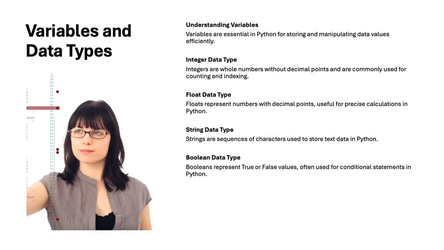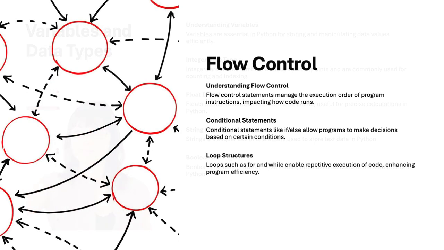In Python, variables are used to store data values. We'll explore the different data types available in Python, including integers, floats, strings, and booleans. Flow control statements are used to control the order and the flow of a program. We'll explore conditional statements such as if and else, as well as for and while loops.